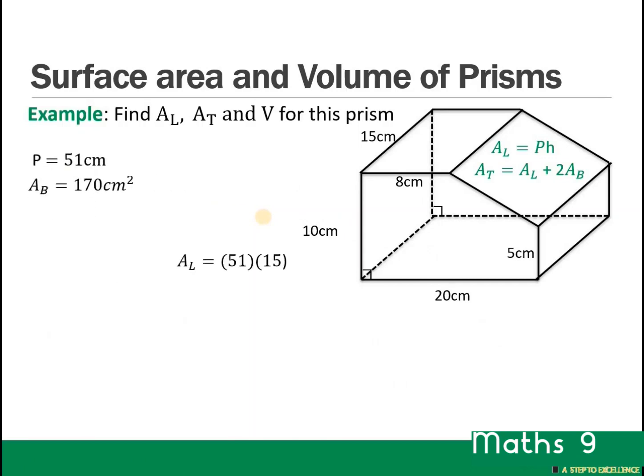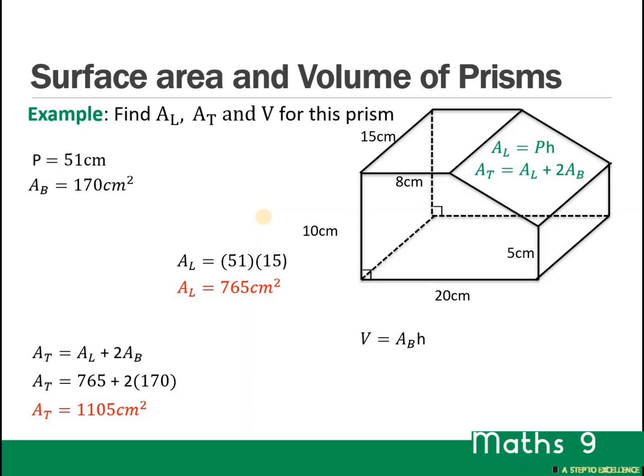So AL is perimeter times H, which is 51 times 15, which is 765 centimeters squared. AT is AL plus 2AB, which is 765 plus 2 times 170, which is 1105 centimeters squared. And the volume is AB times H, which is 170 times 15, which is 2550 centimeters cubed.